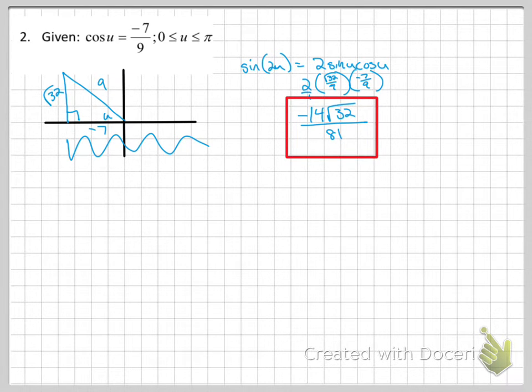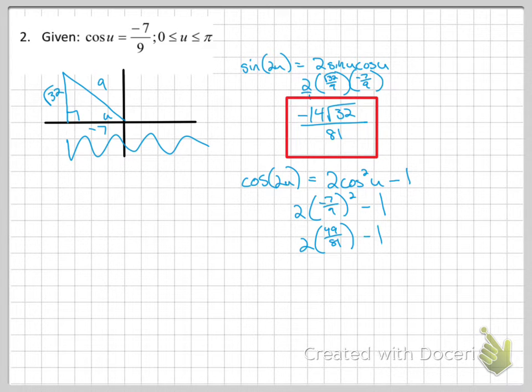See if you can do cosine 2u. Look at what we're given, right? We know cosine for sure. So since there's so many choices, I suggest you use the one that has only cosines in it for your cosine 2u. That's 2 cosine squared u minus 1. So that's 2 negative 7 over 9 squared minus 1. Square the top and the bottom. Multiply straight across. Make a common denominator. You get 17 over 81 for cosine 2u.